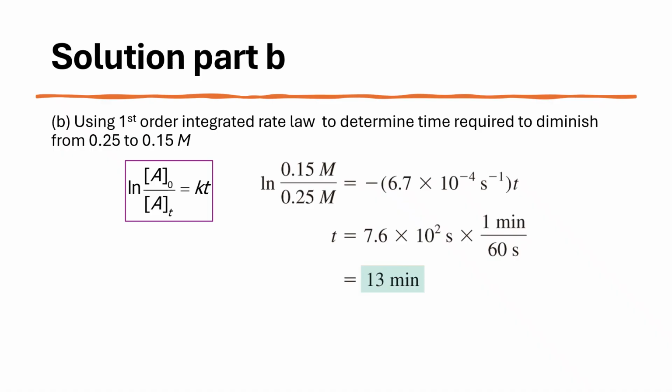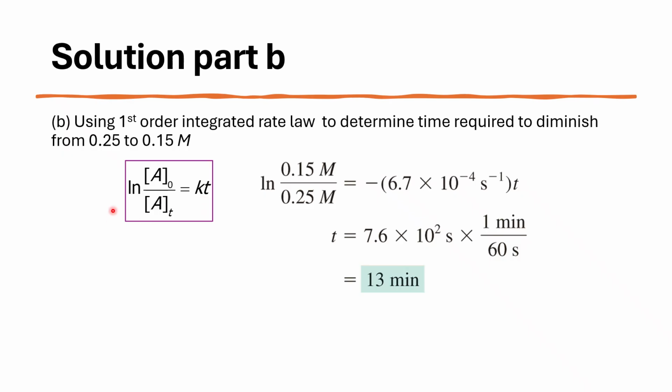Okay, so now what are we going to do? We are going to use first order integrated rate law again to determine the time required to diminish from 0.25 molar to 0.15 molar. In this case, we're given both concentrations. Clearly, this will allow us to solve for t. So if you think back a moment ago, given a certain amount of elapsed time, we were asked for a change in concentration. Now, given two different concentrations, we're going to look for the elapsed time.